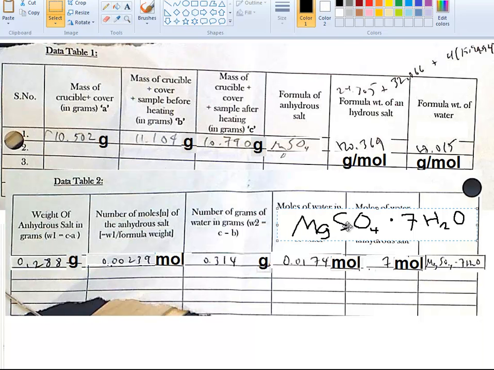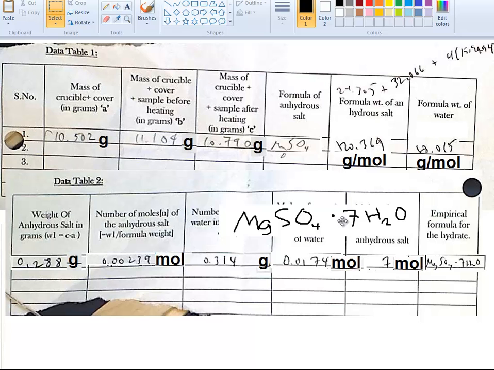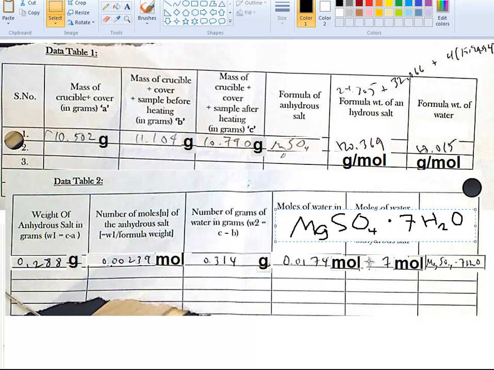MgSO4 was the formula of the anhydrous salt. The dot indicates that the following number of water molecules are associated with every formula unit of this salt. And then the 7 is what you wrote here. There are 7 molecules of water for every formula unit of MgSO4, or 7 moles of water for every mole of MgSO4. And the H2O indicates what there are 7 of, H2O. Okay? That's the empirical formula for the hydrate. Sorry about the confusion.